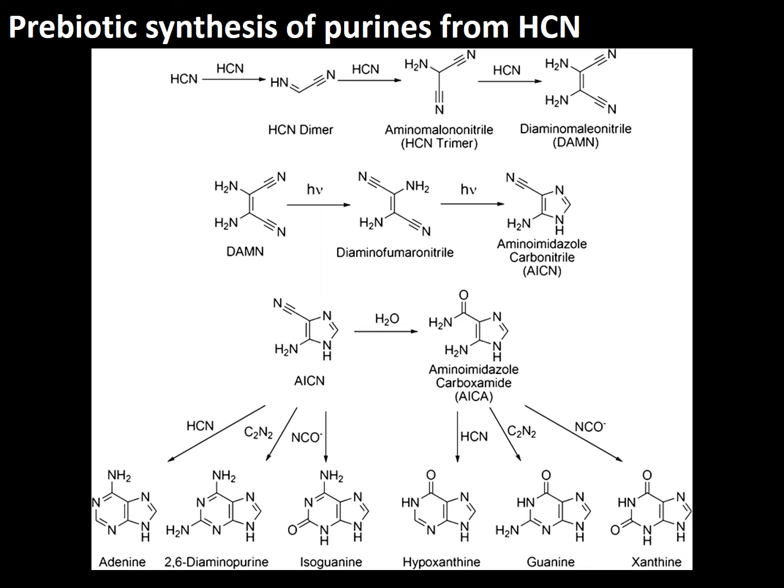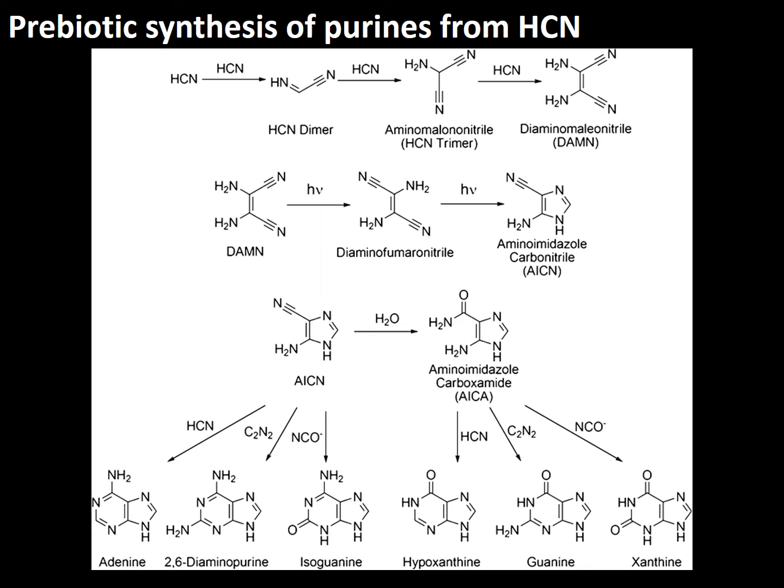Over the years, prebiotic chemists worked out various mechanisms to explain this, and what they presently believe is that there are various self-additions of cyanide shown on the top row here, where cyanide reacts with itself to form a dimer, then a further HCN molecule to give a trimer, then a further HCN molecule to give this tetramer of hydrogen cyanide known as diaminomaleonitrile, or its abbreviation, DAMN.